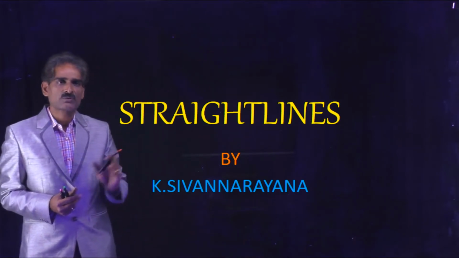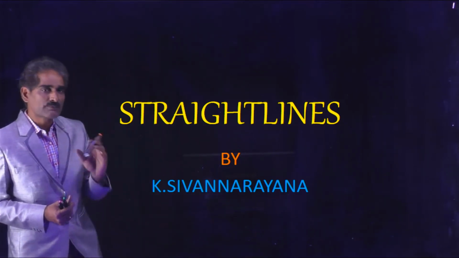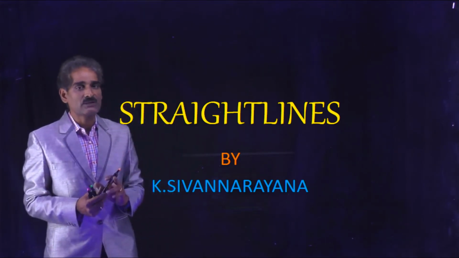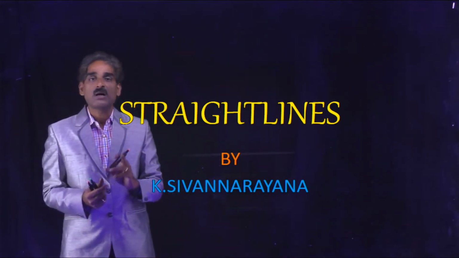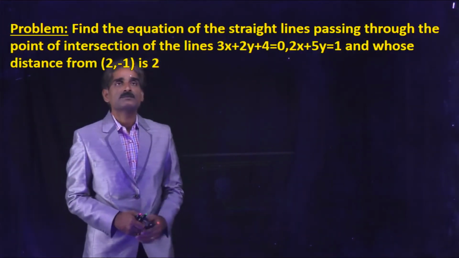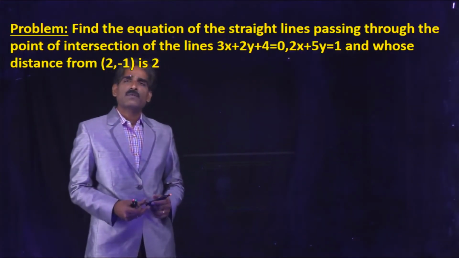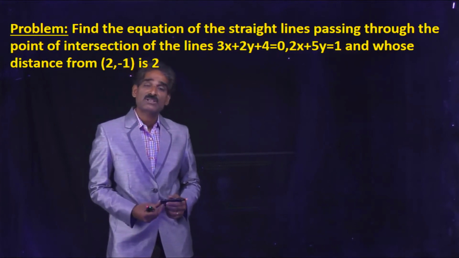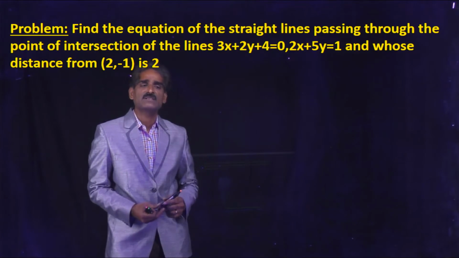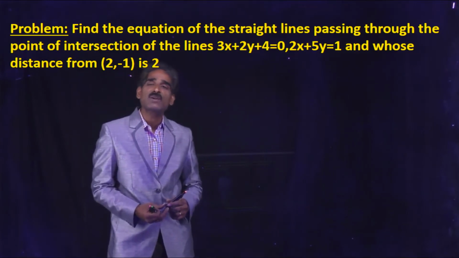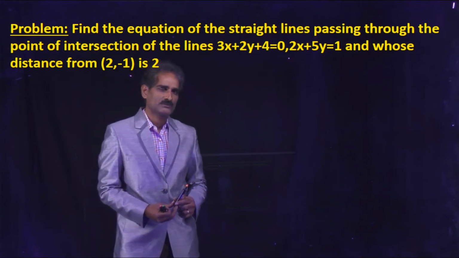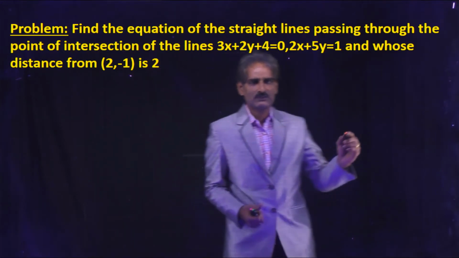Okay, so now see the problem based on the perpendicular distance. It is very important from the IIT point of view and the objective point of view also. Now see this problem. Find the equation of the straight lines passing through the point of intersection of the lines and whose distance from the point (2, -1) is 2 units. So try to draw the figure.